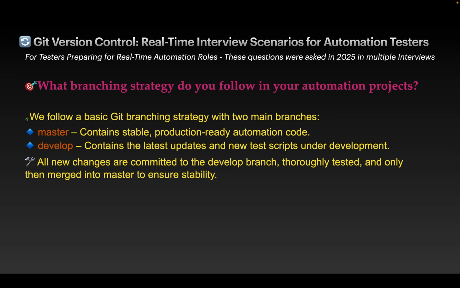When you get this question, say we are following a basic Git branching strategy. We have two branches, develop and master. The master branch contains more stable code and production-ready automation code.